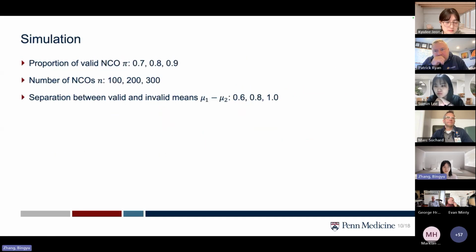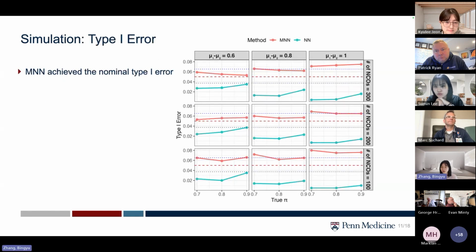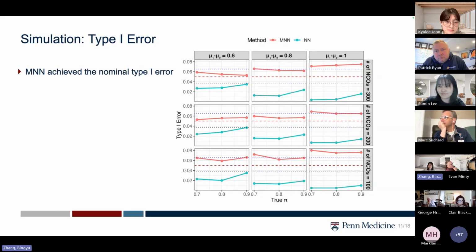And we conducted simulation studies to compare the proposed mixture normal model to the single normal model. We vary the proportion of valid negative control outcomes pi from 0.7 to 0.9, the number of negative control outcomes from 100 to 300, and also the separation between the two clusters from 0.6 to 1. Here, the red line shows the proposed mixture model, and the blue ones are the single normal model. We can see that across most of the scenarios, the mixture model achieved the nominal type 1 error.